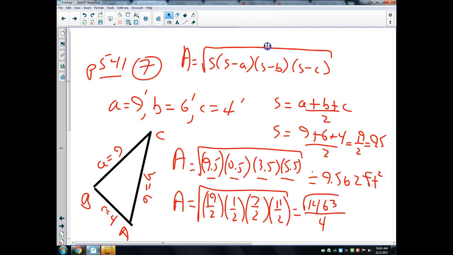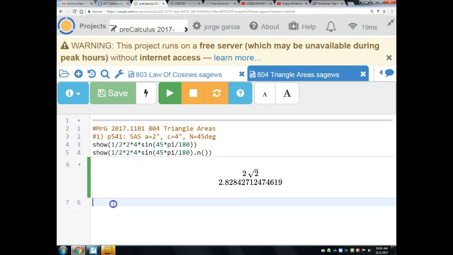All right. So we're going to do that same problem in Sage. Don't forget how you do the square root. Square it. Okay, so here we go. So number 7 on page 541 is a side-side-side problem where A is 9, let's say, feet, and B is 6 feet. I added the feet. That wasn't in the question. That's okay. And C was 4 feet.